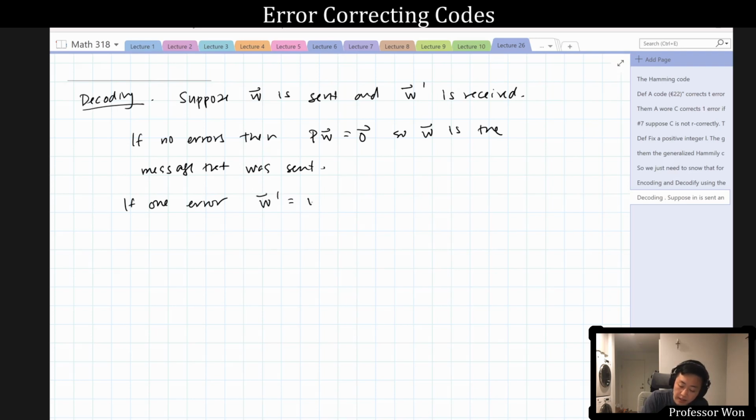But if there's one error, then W prime is equal to W plus some basis vector e_i, because there's only one error in it. If you multiply by the parity check matrix, you'll get PW plus P e_i. PW is equal to 0, so you just get P e_i, which is just the ith column of P. So if you multiply by the parity check matrix and you get a non-zero answer, it means there was an error, and you even know where the error was. The ith bit was flipped in transmission.